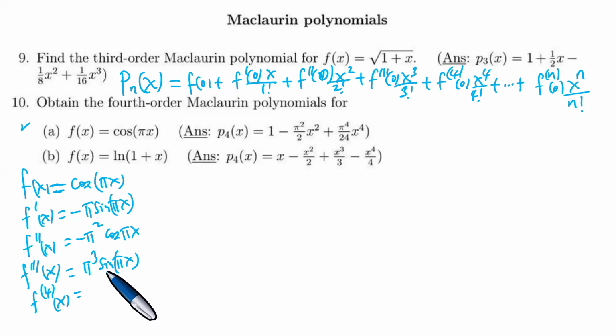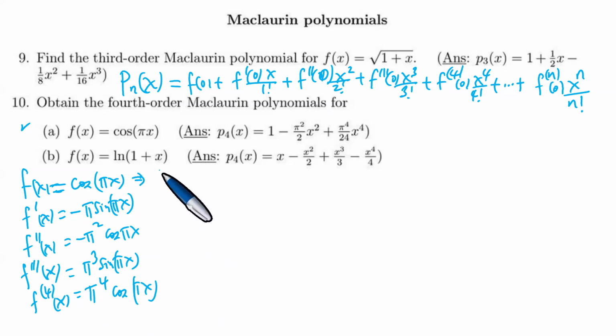The derivative, therefore, of the sine becomes cosine, but the pi comes out, which is pi to the fourth power cosine pi x. Okay. Now we have this here. And what you need to do is to be in a position to determine the fourth order Maclaurin polynomials of this.